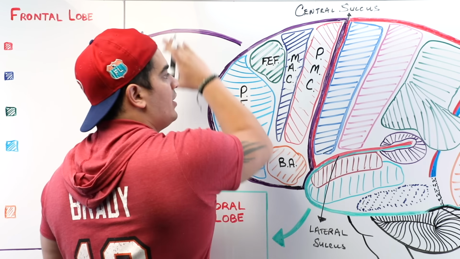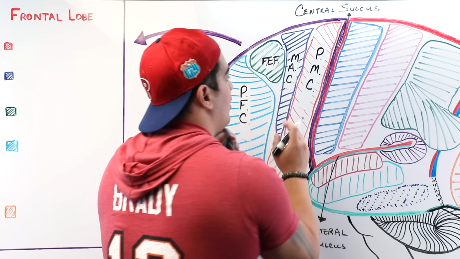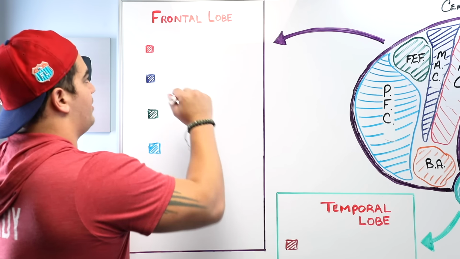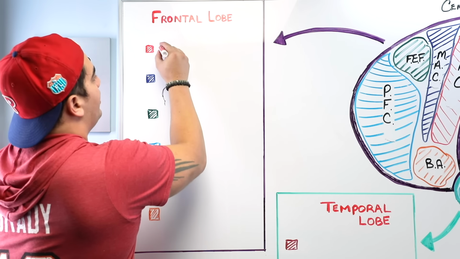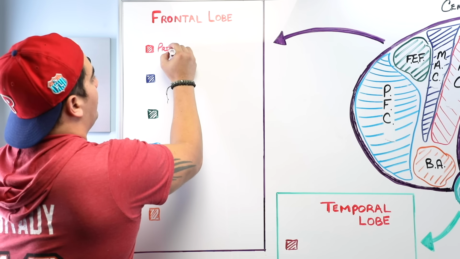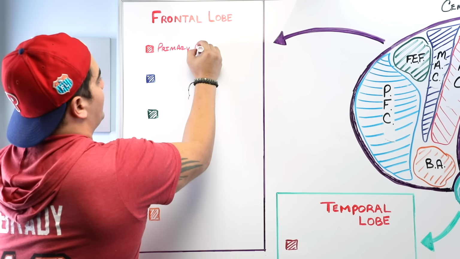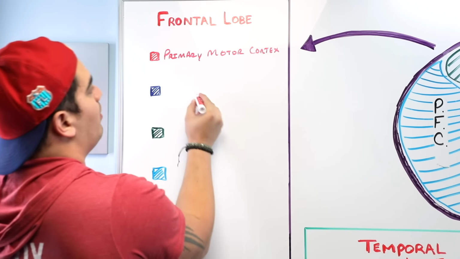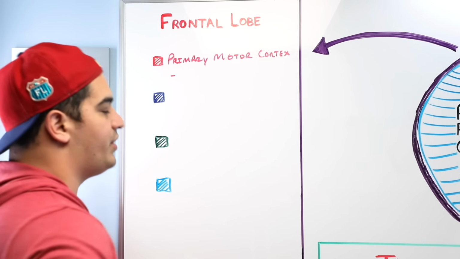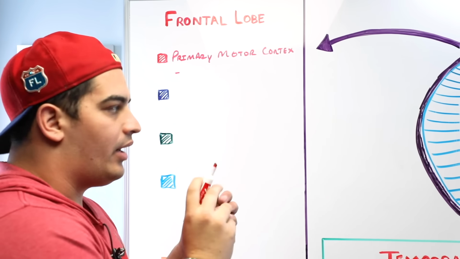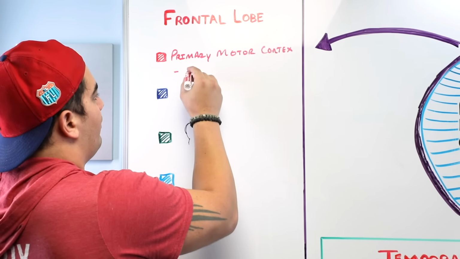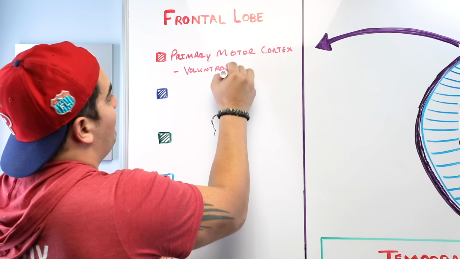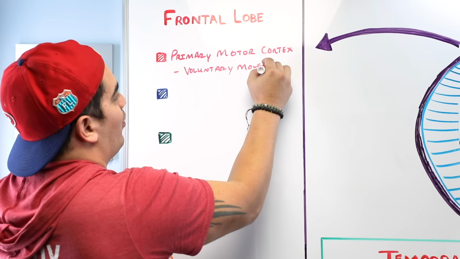Now let's come over here into this chart and talk about the general functions of each of these areas. All right, so we talked about each one of those areas in the frontal lobe, right? So we said the first one is called our primary motor cortex, right? We call that the PMC, right? Now, the basic function I want you to remember for the primary motor cortex, literally kind of a one-liner, is that it's involved in voluntary movement. That's all I want you guys to remember.